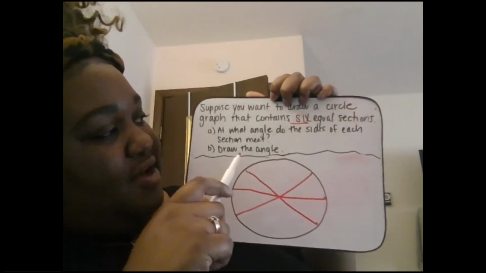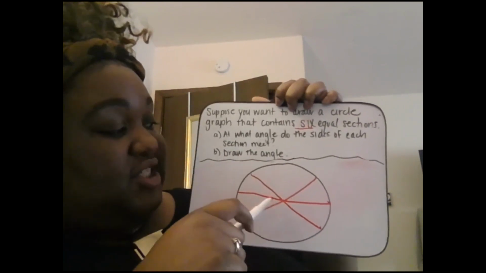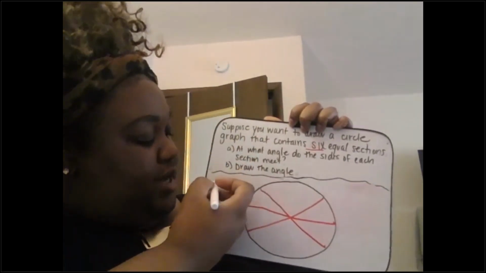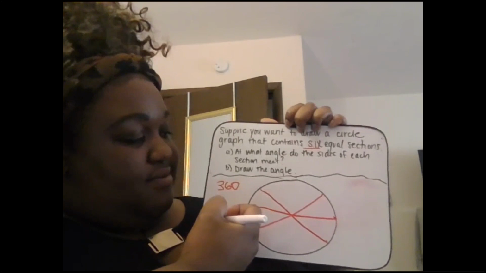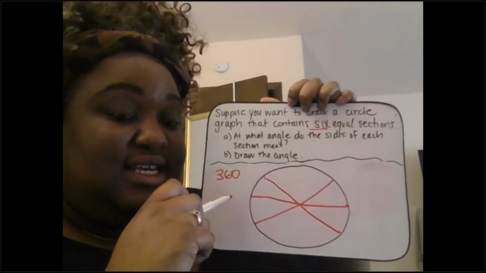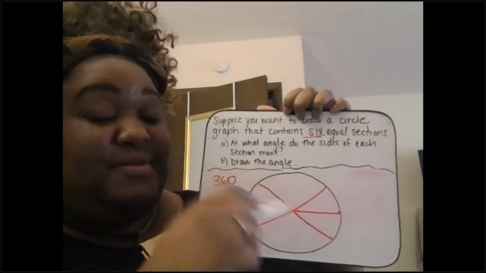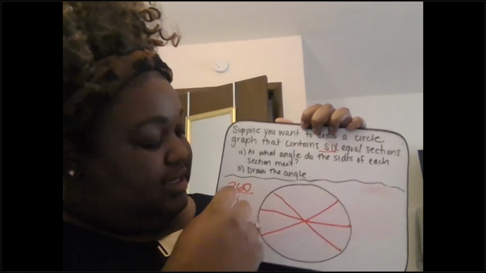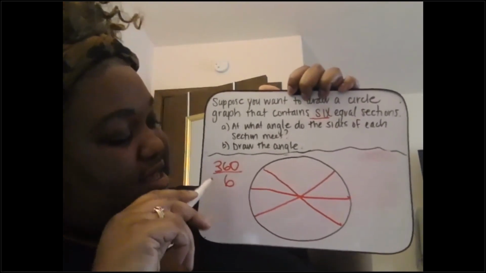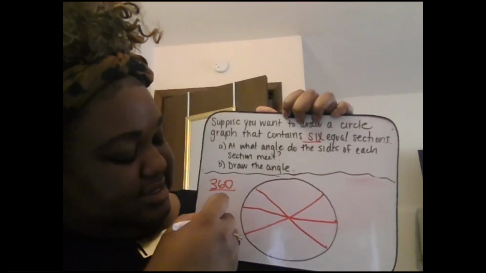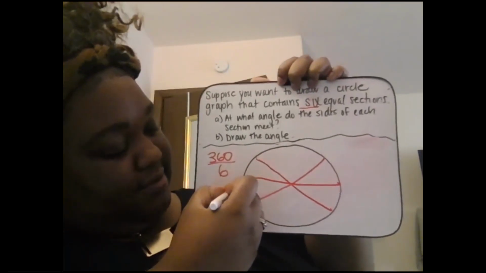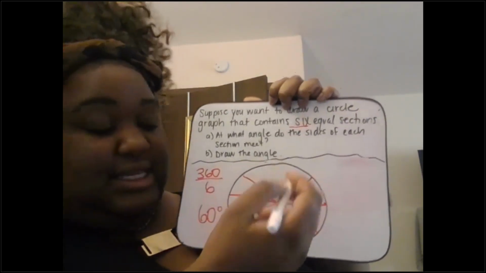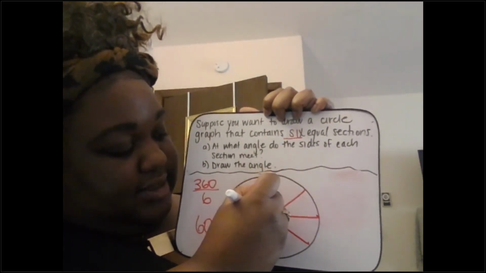Now they want to know at what angle the sides of these sections meet. Remembering that a circle is 360 degrees, I can take that 360 and divide it by how many sections or pieces I have. In this case, it's 6. So I'll do 360 divided by 6. That gives me 60, and I'm going to add my degree symbol so I don't forget that each of these pieces is 60 degrees.